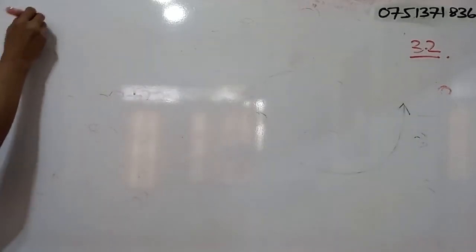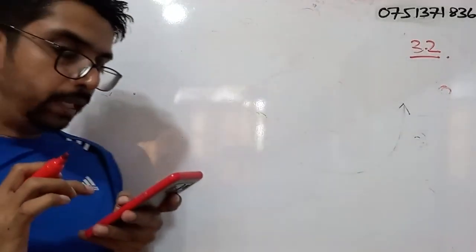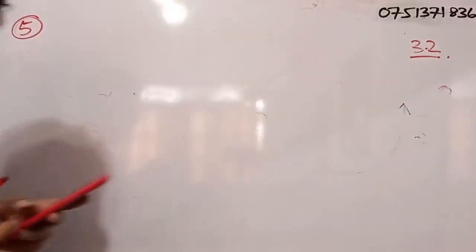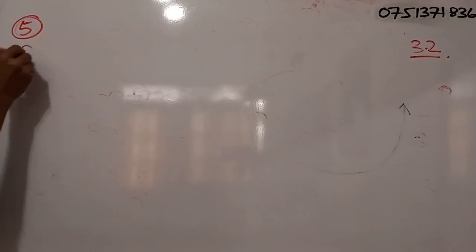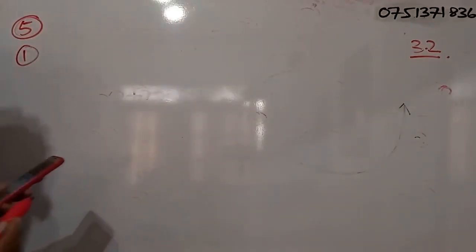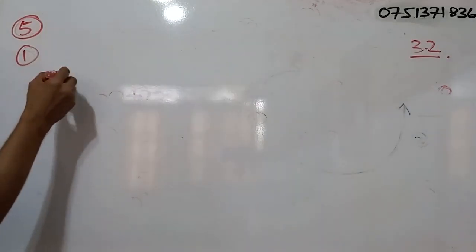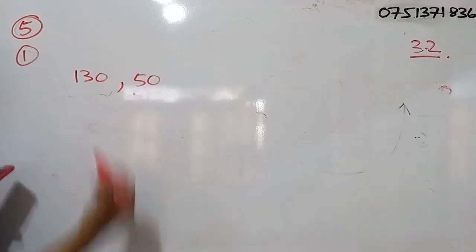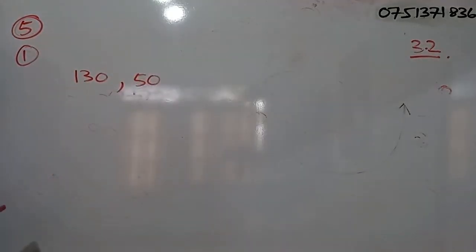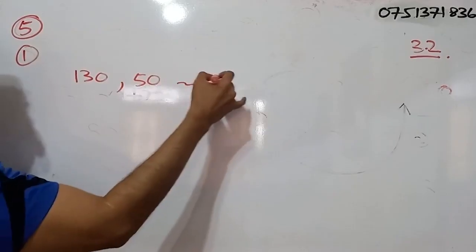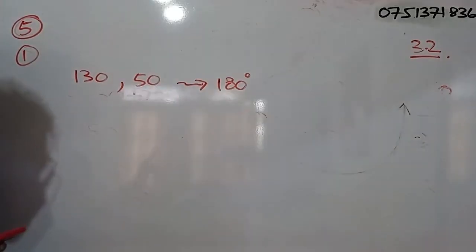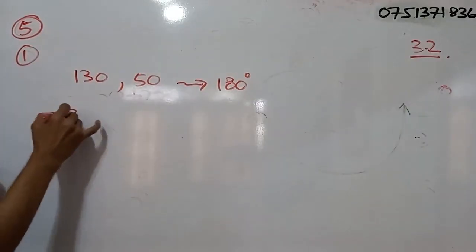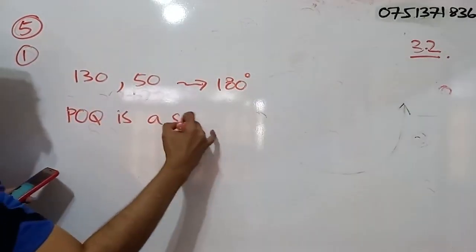Right, question number 5. Conclude whether POQ in each of the given figures is a straight line. Right, so part 1. What are the magnitudes of the angles? One is 130 and the other one is 50. If we add these together, it sums up to 180. Then definitely part 1, POQ is a straight line.